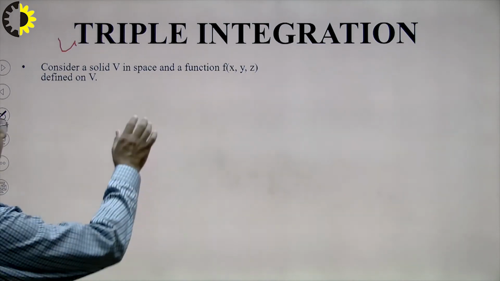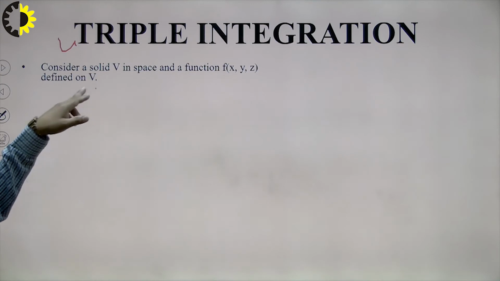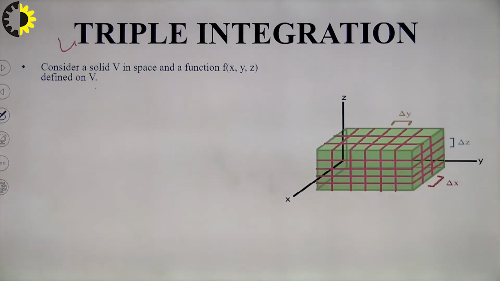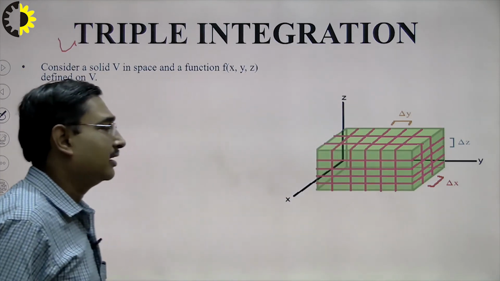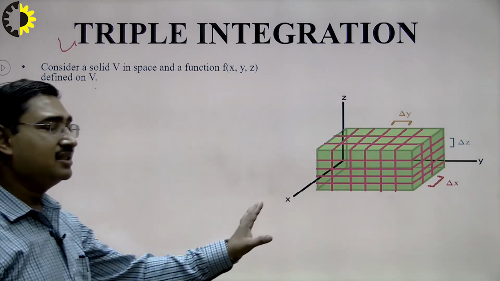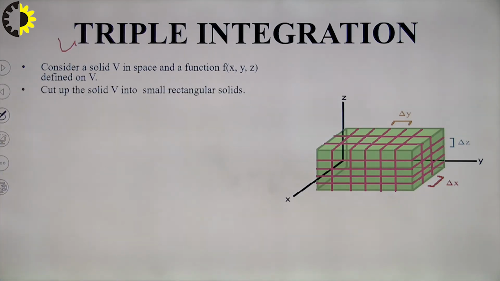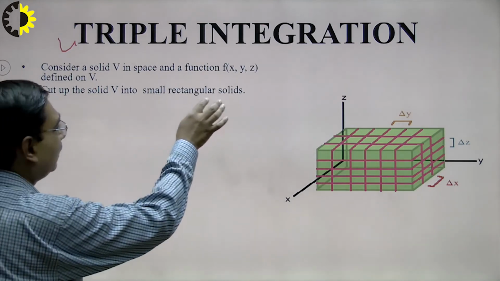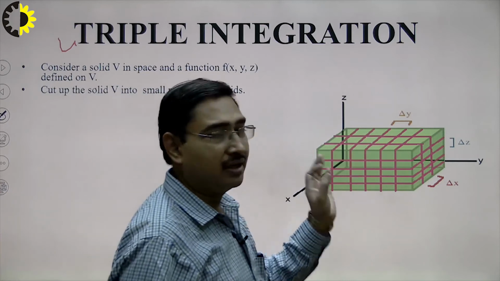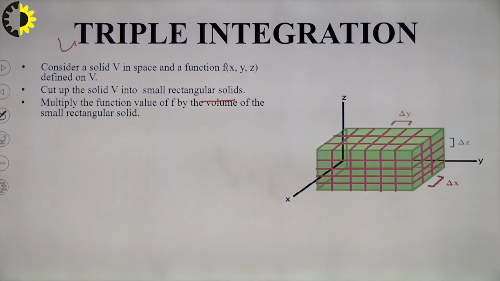Consider a solid V in space and a function f(x, y, z) defined on V. The solid looks like this. It is not necessary that the solid is rectangular, it can be any solid. Cut up the solid V into small rectangular solids. I have chopped this solid into small rectangular pieces.